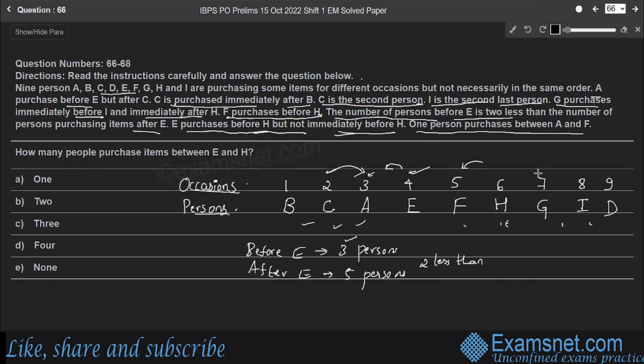D purchased at last. Here the question is, how many people purchase items between E and H? So between E, 4th person, and H, 6th person, there is only one person, F. F is the only one person who purchases items between E and H. Therefore, option A is the right answer.